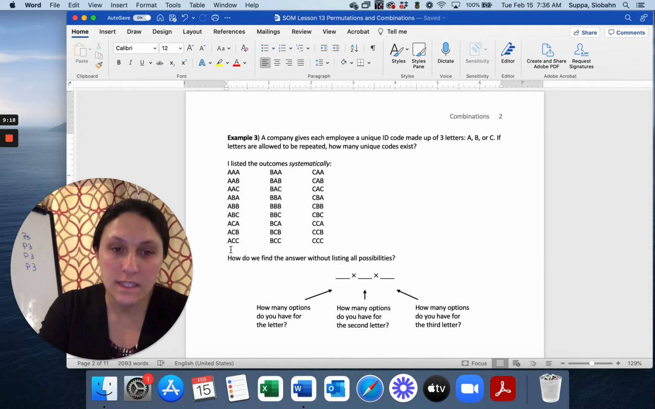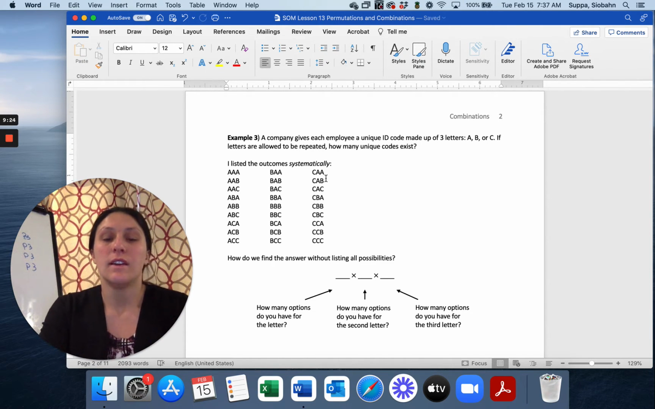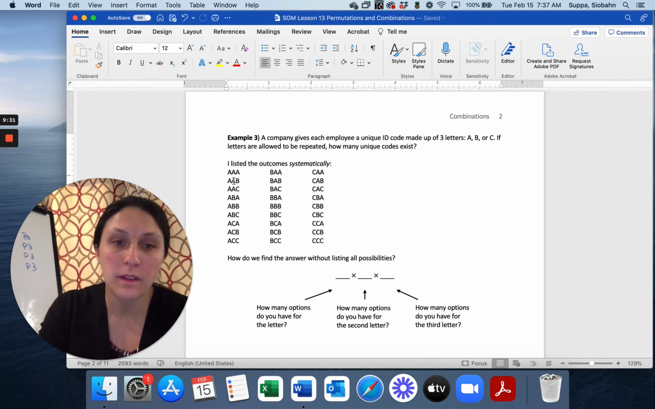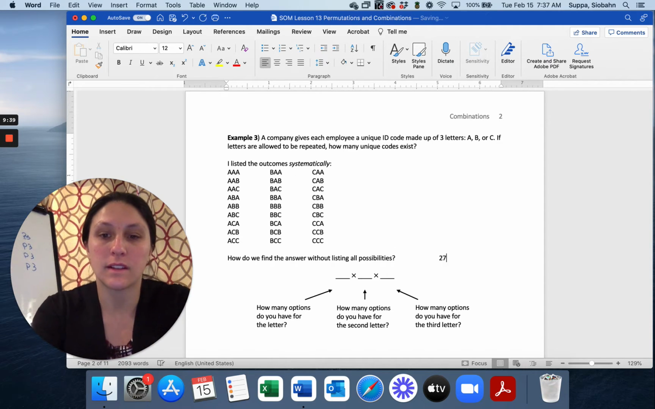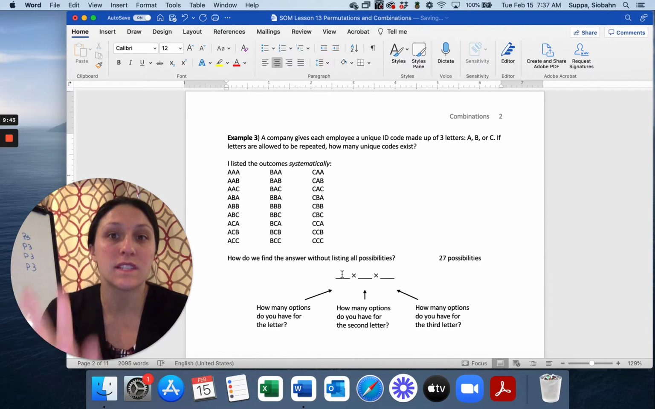Then I repeated the same exact thing, but starting with B first, and then the same exact thing starting with C first. So how do I know that I got all of them? Because I listed them systematically. So how many codes exist? Well, 1, 2, 3, 4, 5, 6, 7, 8, 9. 9 times 3 is 27, so I could see 27 there.